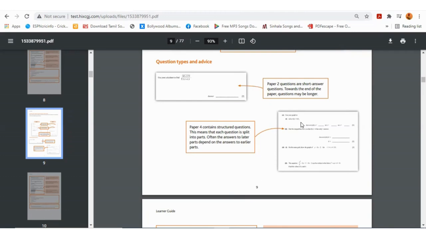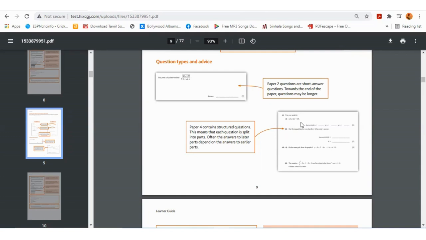So if your student does not manage to do the "show that" question, use the "show that" answer that is given on the paper and make sure they attempt part B or part C and answer those, because then they at least get the marks there.